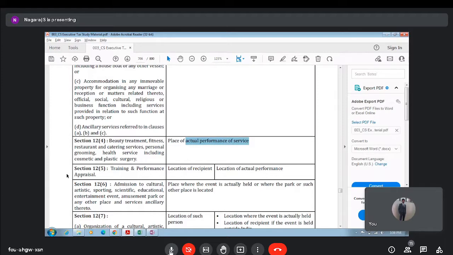Training and performance appraisal means you are going to train the company's employees, or doing a performance evaluation of some of the company's employees. If that company is a registered person, then the location of the recipient who is receiving the service, that location means the state. Wherever I say location, it will be the state or the place. State of the recipient. If he is unregistered, it is the location of the actual performance.